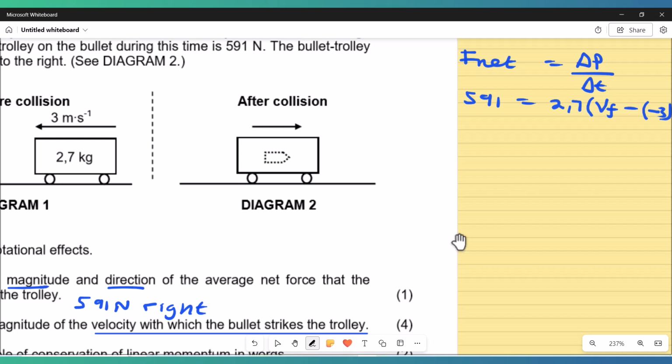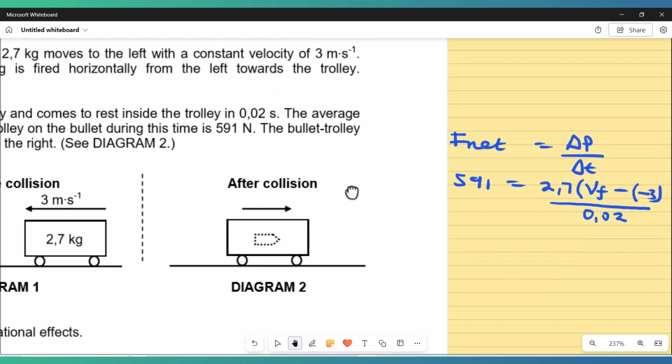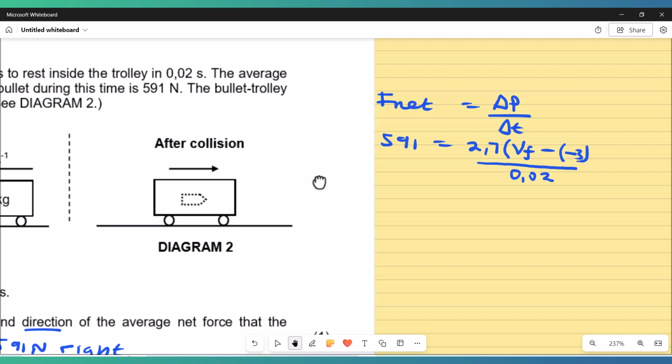Two small spheres, A and B, are fixed in place and supported in a vacuum, 2 times 10 to the negative 2 meters apart. Sphere A has a charge of positive 1 times 10 to the negative 6 coulombs, and sphere B has a charge of negative 1 times 10 to the negative 6 coulombs, as shown in the diagram below. If I calculate here, I can get my V final.